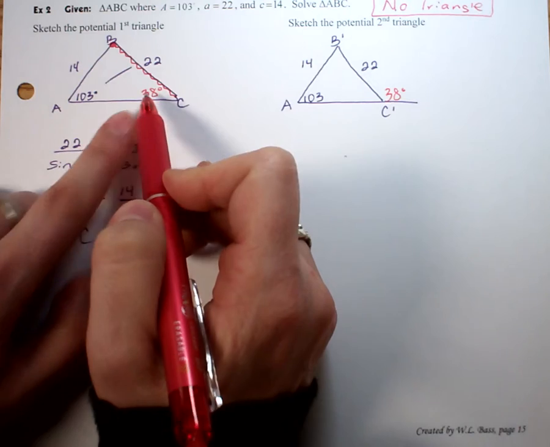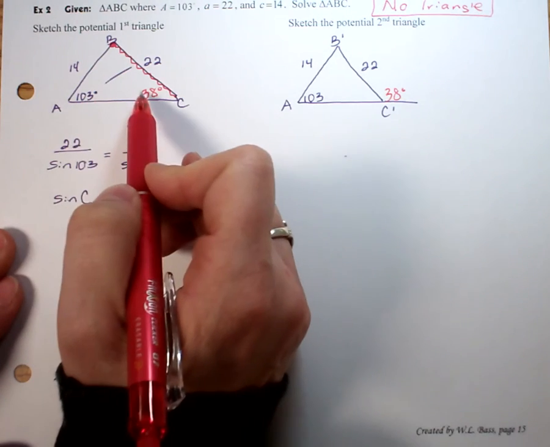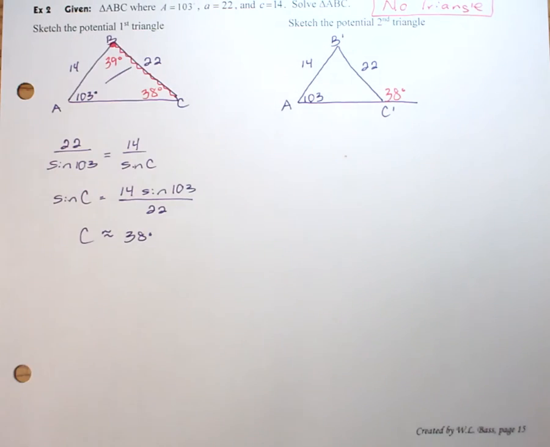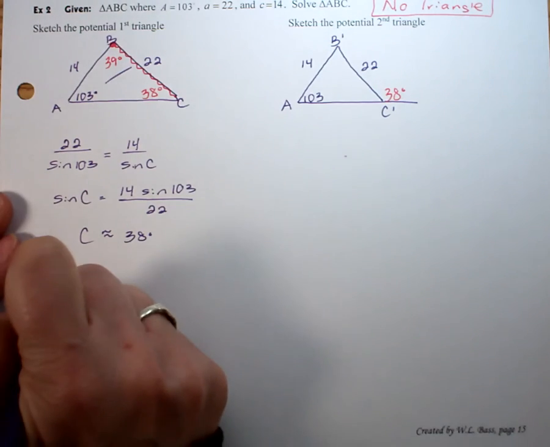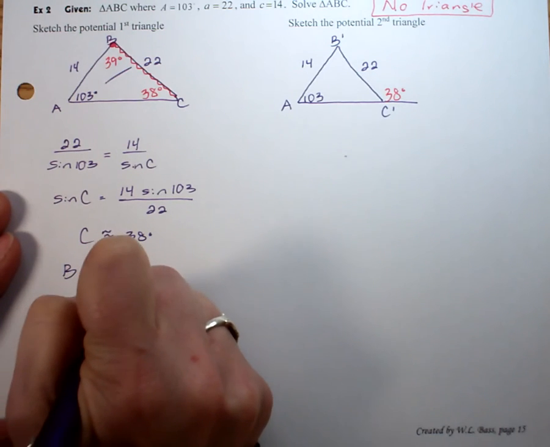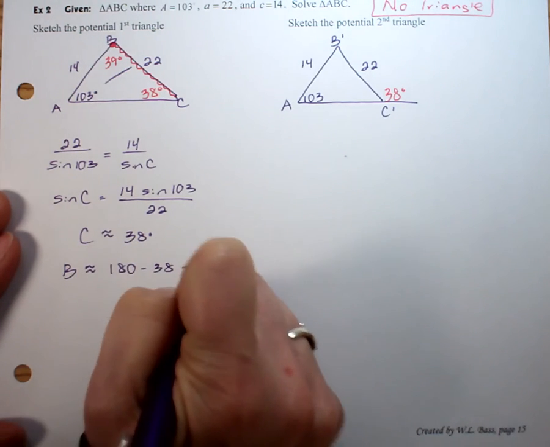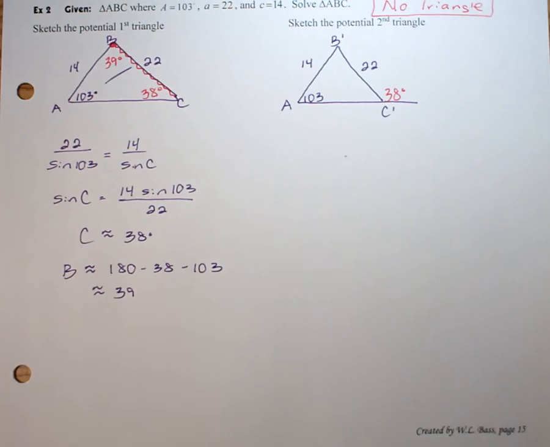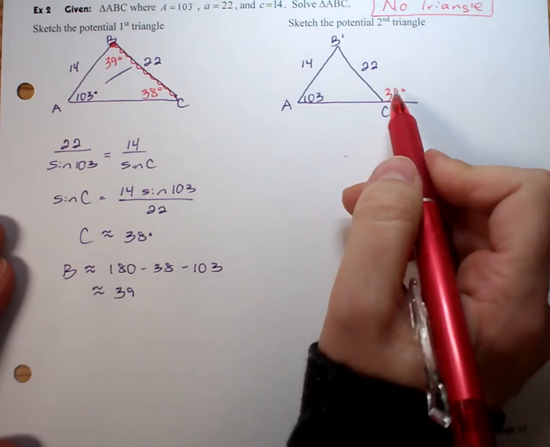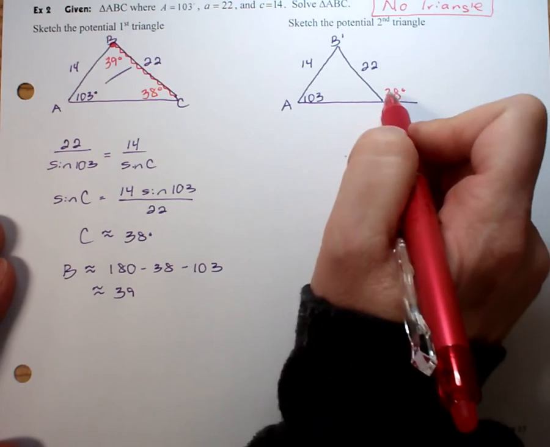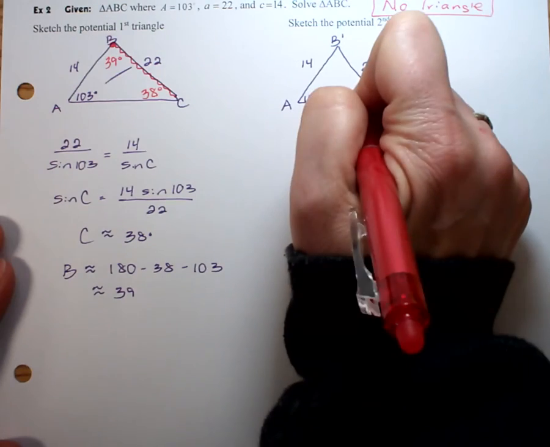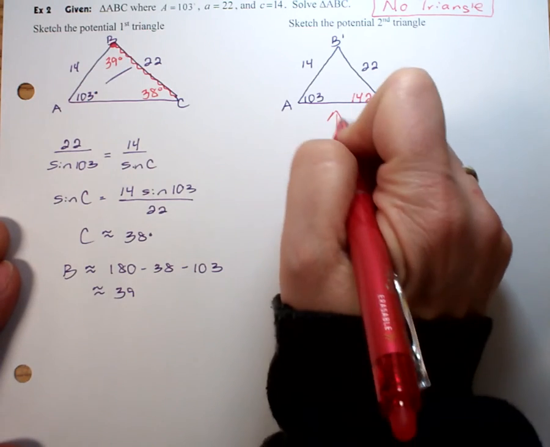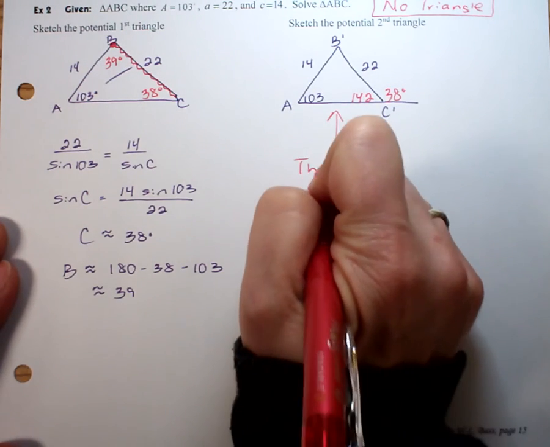Now, because of that, I can fill in every other angle. If this is 103 and this is 38, then this angle right here has to be 39 degrees. If we want, we could even write that out: angle B is 180 minus 38 minus the given 103. No big deal. Notice our triangle is almost isosceles. On this other triangle, I have my 38. I complete my supplement and I get 142. And immediately I say, whoa, there is no way that this is possible. This triangle cannot exist.